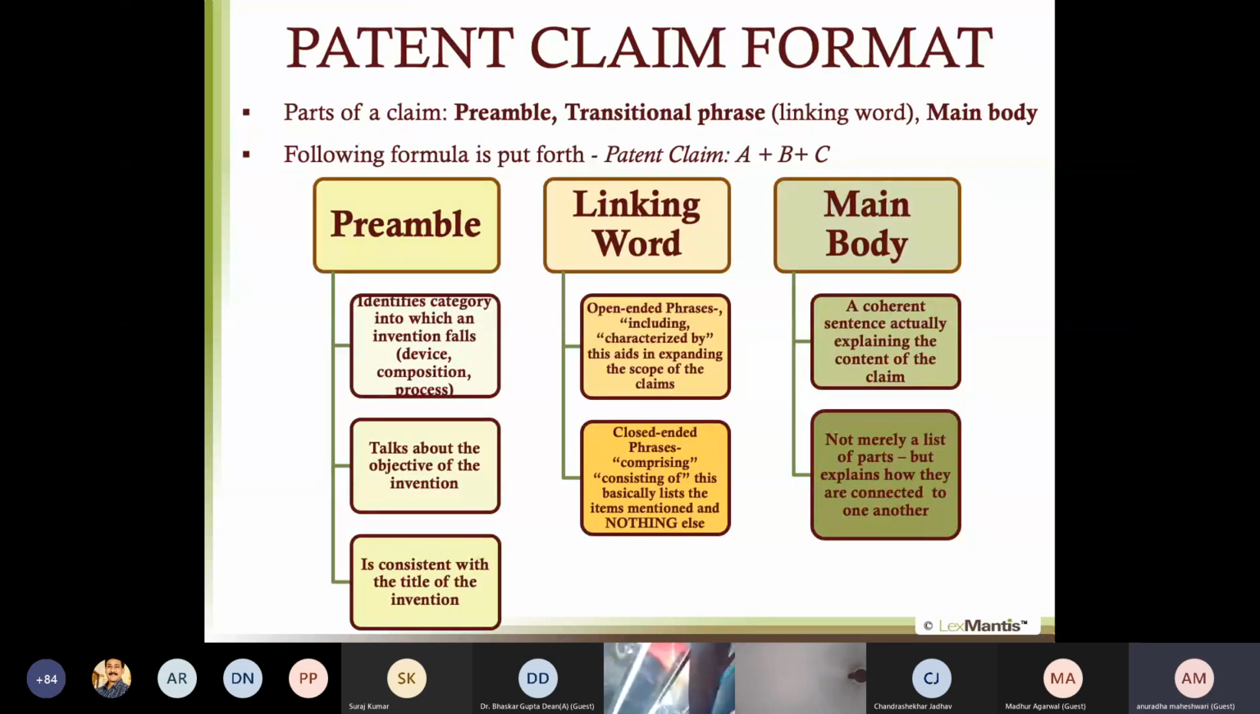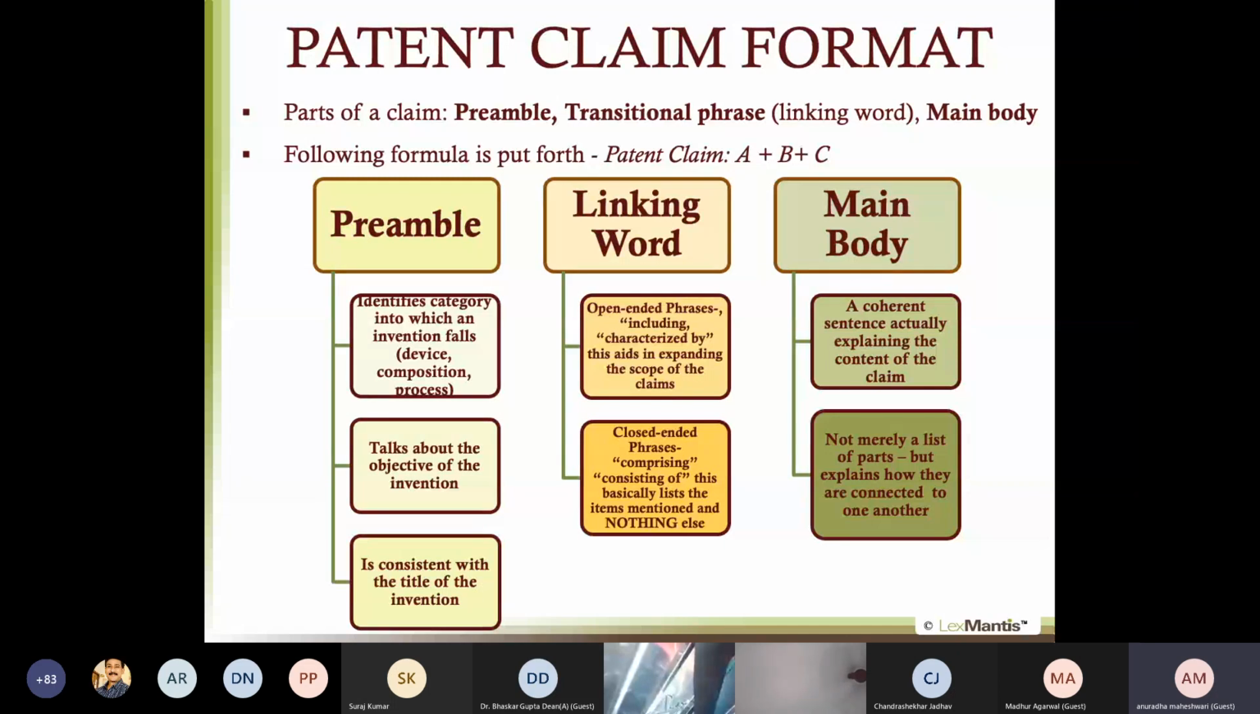Now the patent claim format. The patent claim is broken up into 3 components, A plus B plus C. A is the preamble, B is the linking word, C is the main body of the claim. The preamble identifies the category to which your invention belongs. Is it a product? Is it a process? Is it a kind of device, or a composition, or a method?